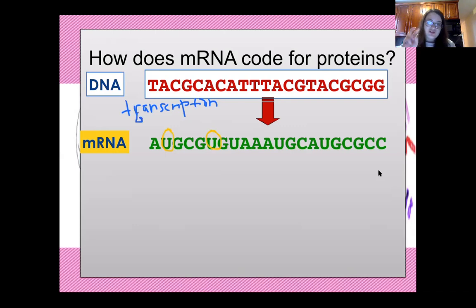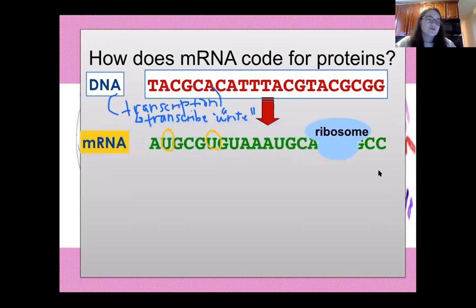If you've heard of the word transcribe before, it means to write something down. So essentially, this DNA code is writing down that mRNA sequence. We're writing down the code that we're going to need to later build proteins. So this is called transcription.